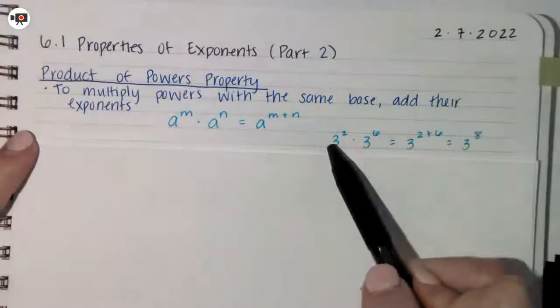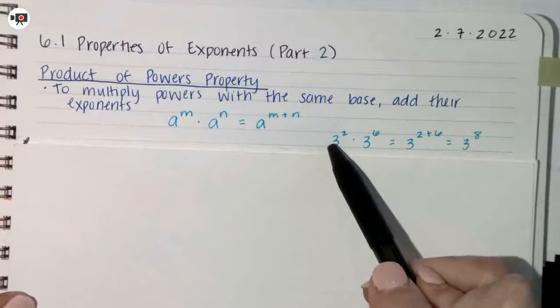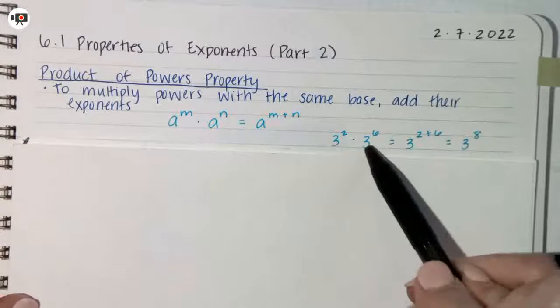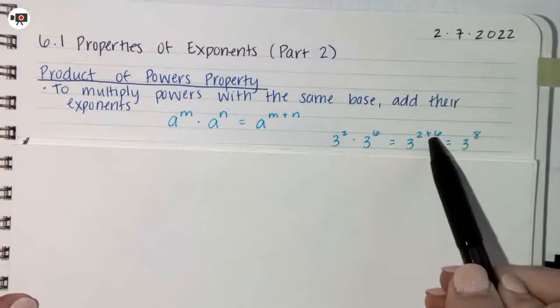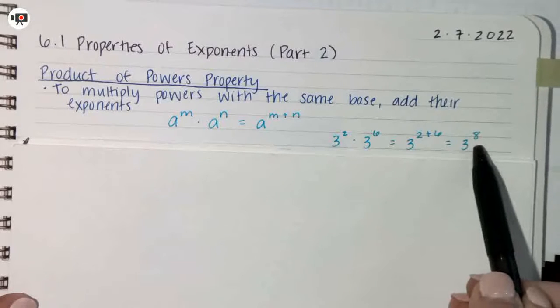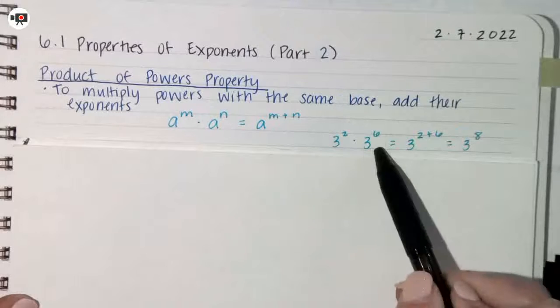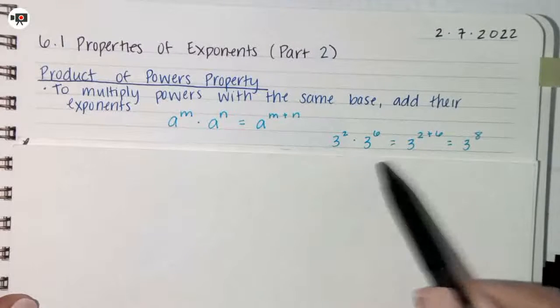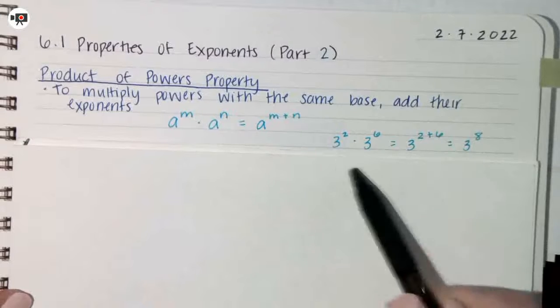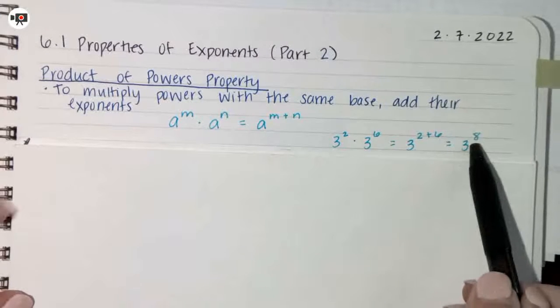If I were to do this with numbers instead of letters, I could have 3 squared times 3 to the 6th, and that would be 3 to the 2 plus 6th power, which is 3 to the 8th. If I were to expand this, I would have 3 times 3, and then times 6 more 3's. So I would count up how many 3's that is, and that would be 8.